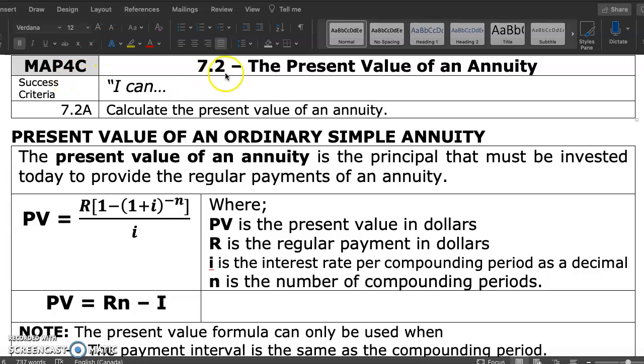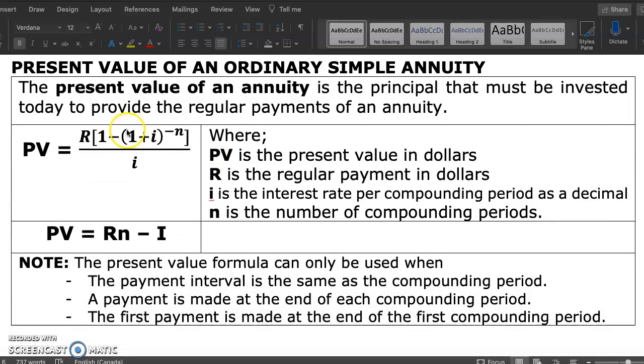MAP4C 7.2, the present value of an annuity. The present value of an annuity is the principal that must be invested today to provide the regular payments of an annuity. So this is like a retirement fund. People deposit a certain amount of money into a fund which they will be making regular withdrawals from, called a pension, for a set period of time.